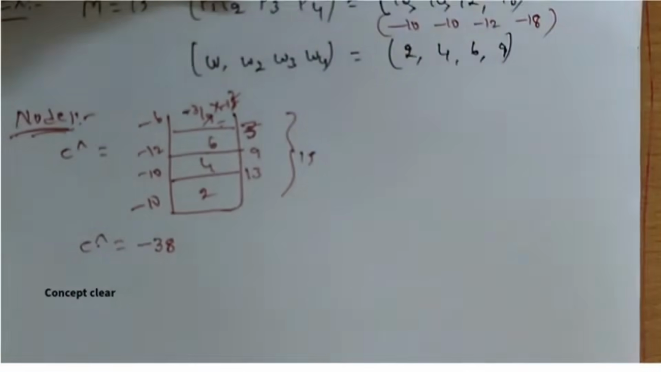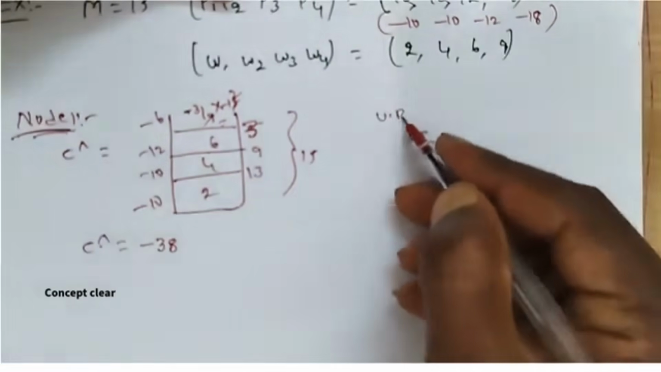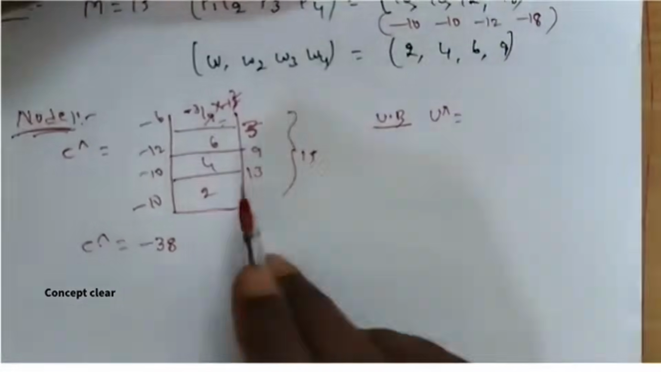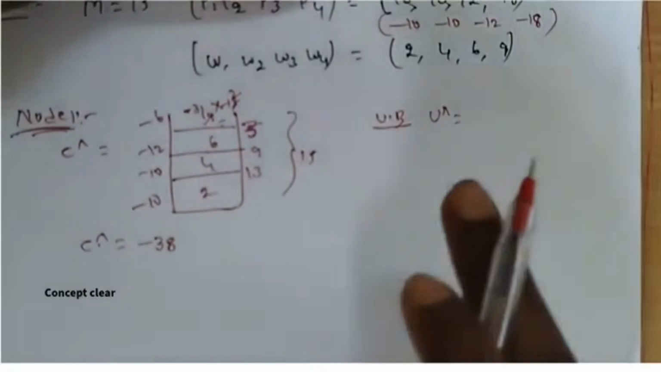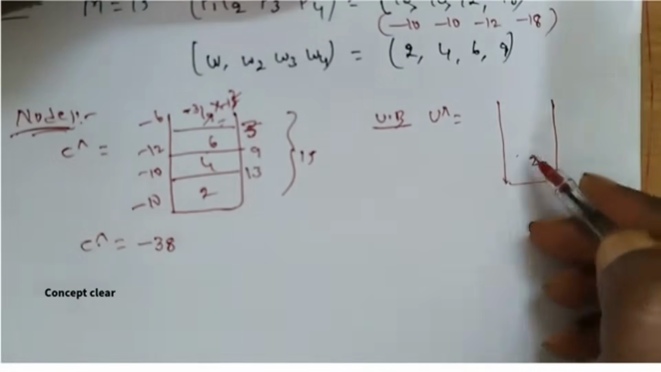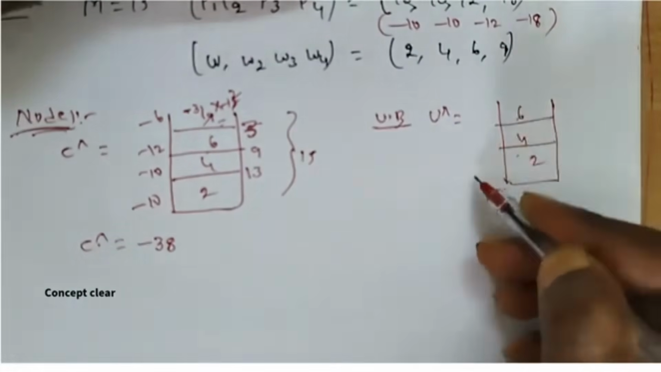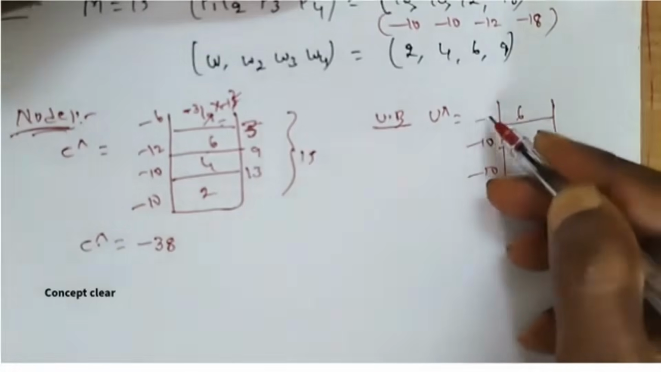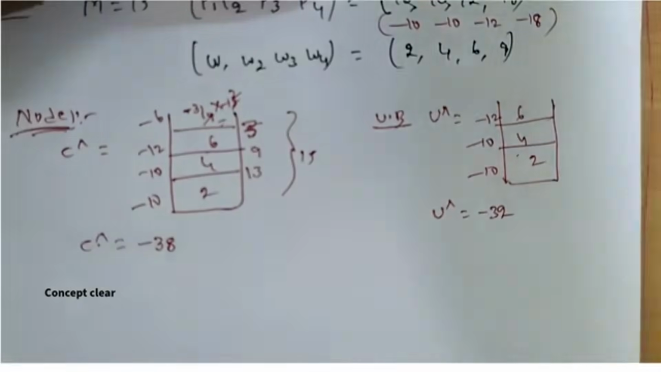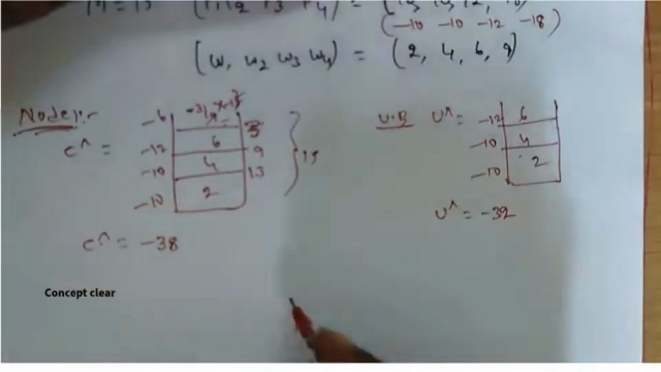And what about the upper bound value? The upper bound value is U cap. What is the difference between these two? Fraction values are not considered in the upper bound value. So without fraction values, 2, 4, 6, so 10, 10, 12. What is the upper bound value here? Minus 32.